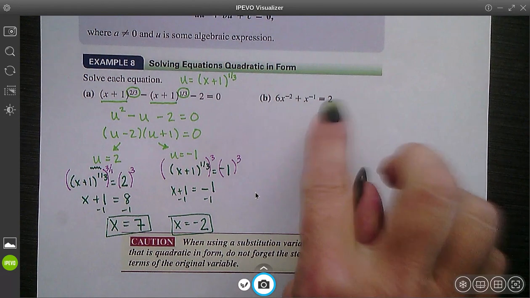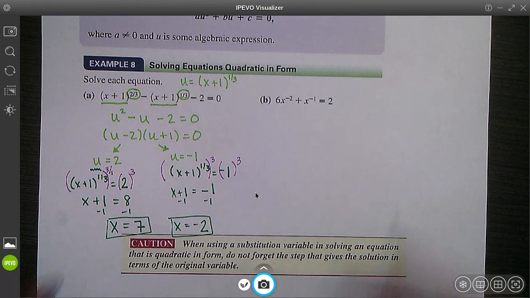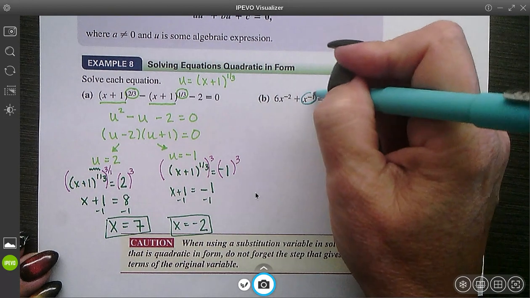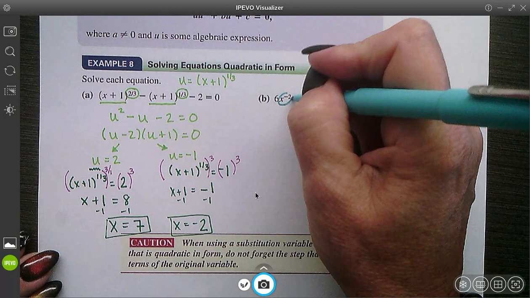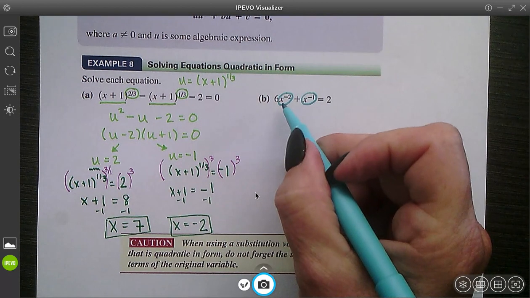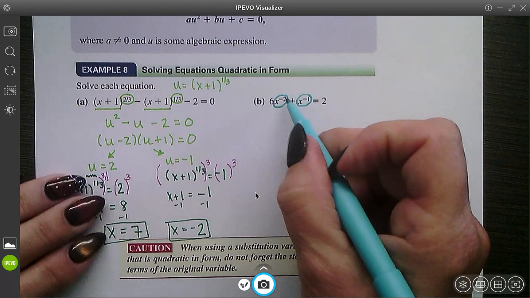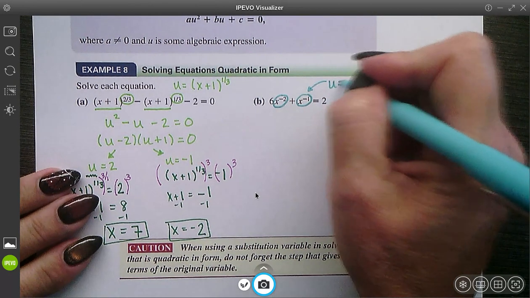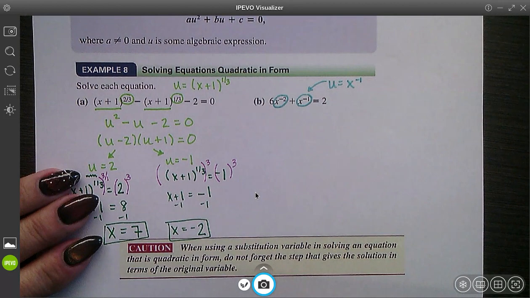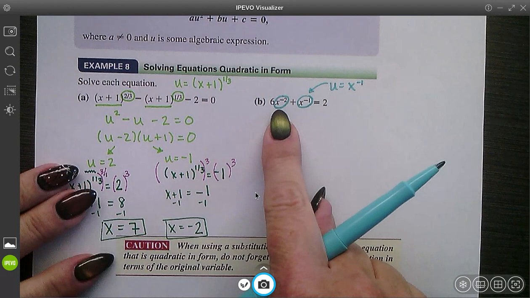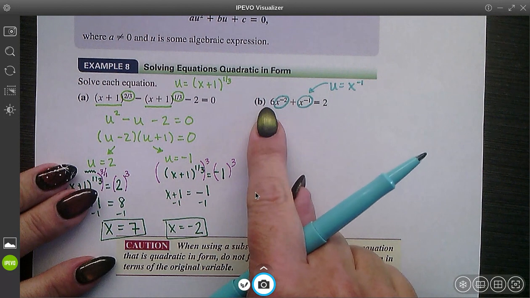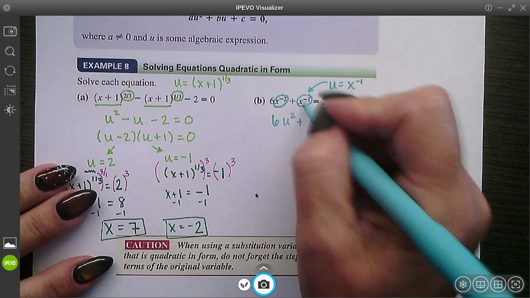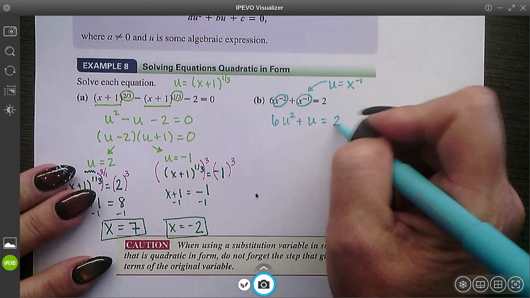So let's get another one. We'll do 2 more like this. Okay, so I see that I have x to the negative 1 and x to the negative 2. Since x to the negative 2 is twice as big, well, negative 2 is twice as big as negative 1, I am going to replace this one with u. U equals x to the negative 1. That means this one is going to be u squared. So when I rewrite this, it's going to be 6 that was already there, u squared, plus, I replace that with a u, equals 2.